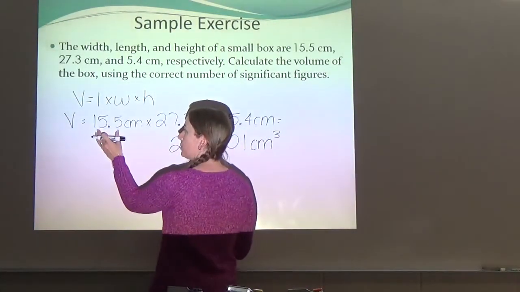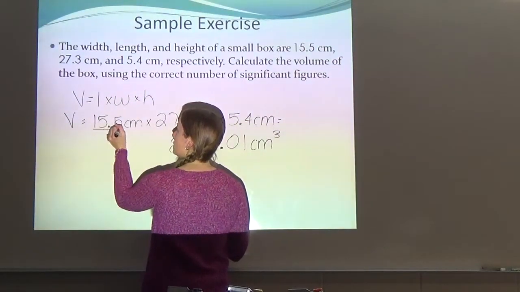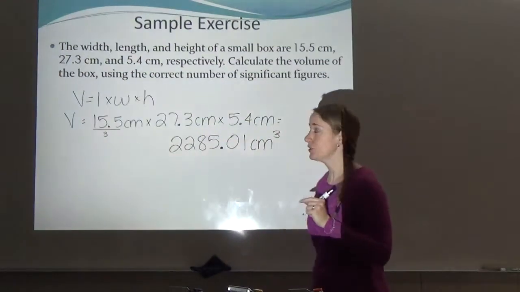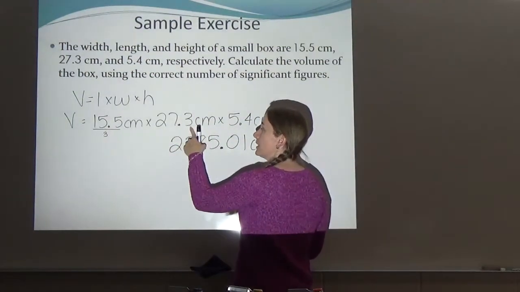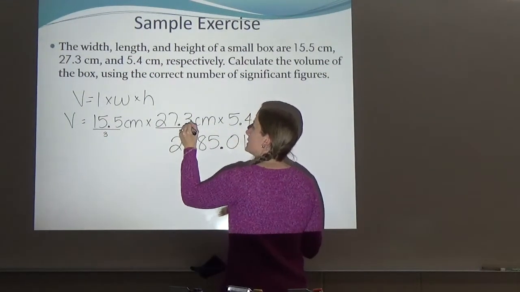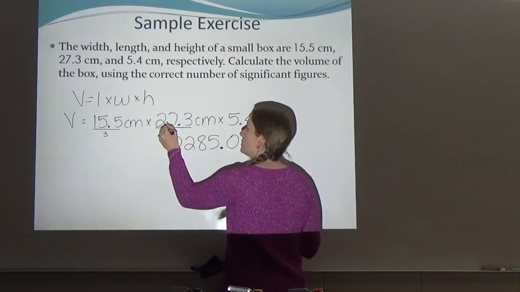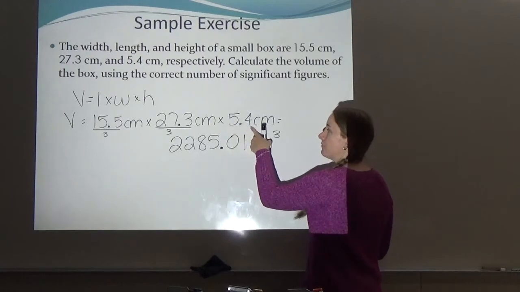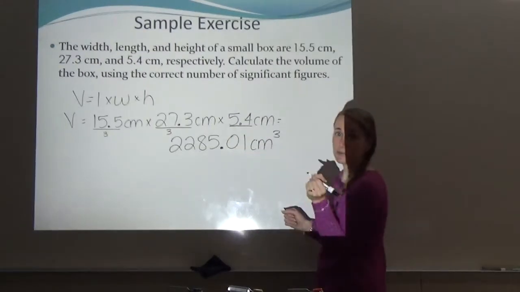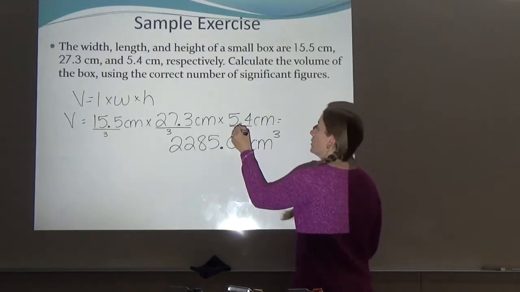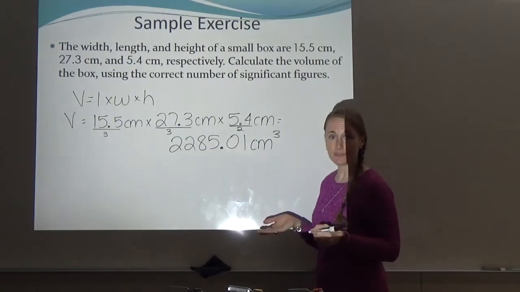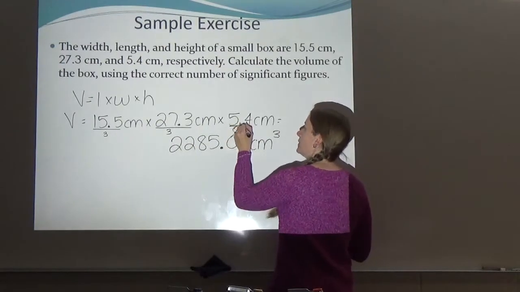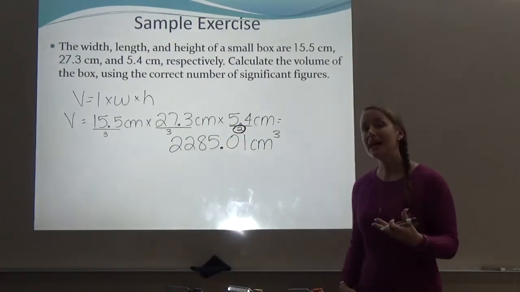So 15.5, none of these are zeros, they are all significant. So this number has 3 significant figures. 27.3, these are all significant because none of them are zeros, so it also has 3 significant figures. 5.4, again, they gave us some easy numbers to work with. No zeros, they are all significant, so there are 2 significant figures. So the least amount of significant figures I have is 2. That means my answer should have 2.